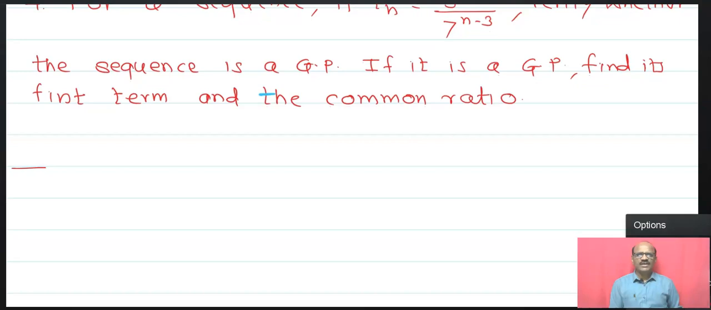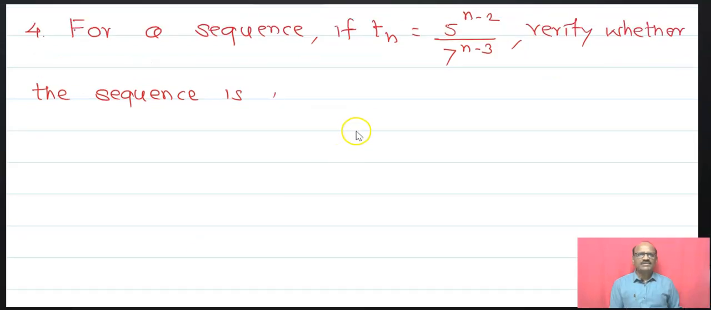Now, in this case, we have given the value of Tn. That is, Tn is equal to 5 raised to n minus 2 upon 7 raised to n minus 3. We will find out T suffix n plus 1, means what? n is replaced by n plus 1 in the Tn given here. Then we will take the ratio Tn plus 1 upon Tn and then you will get the constant ratio. And then we say that the given sequence is in GP, and using that we can find out its first term. Now see this.